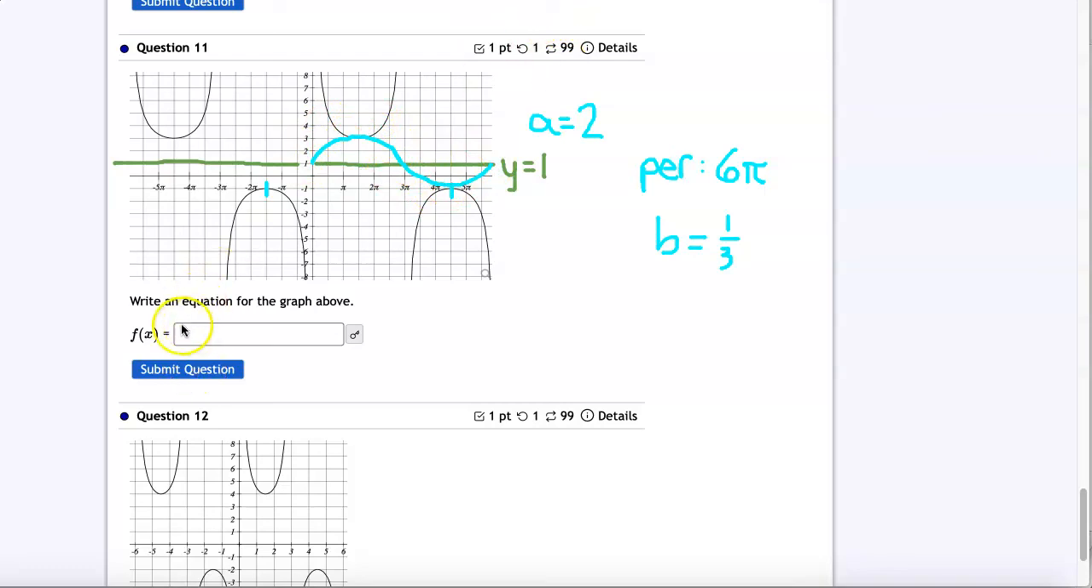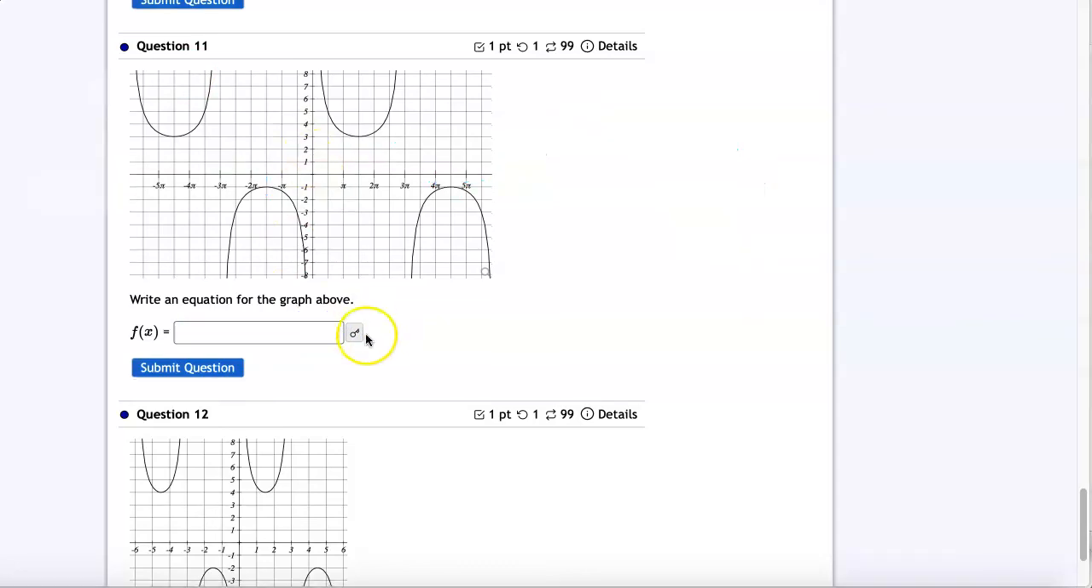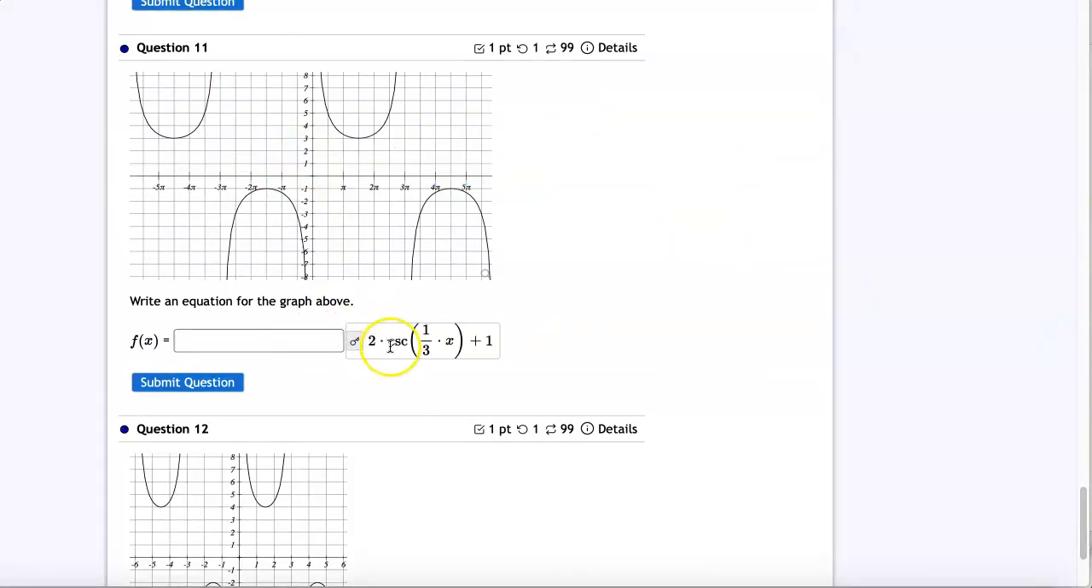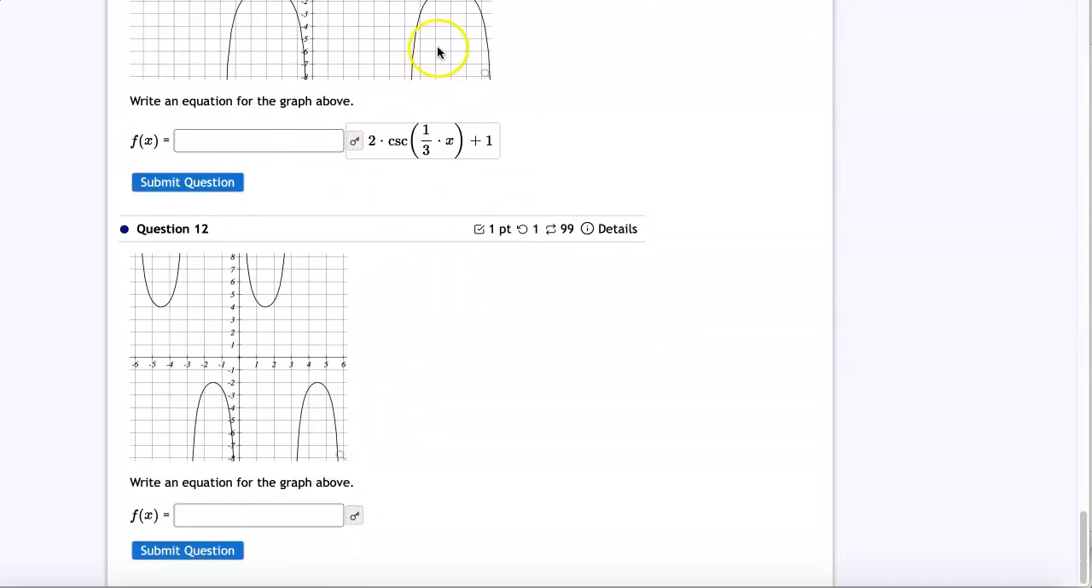So I have an amplitude of 2. It's a positive cosecant. The b value is 1/3. I'm shifting the graph up 1. So 2 cosecant 1/3 x plus 1. Let's check to see if I'm right. There you go. And now question number 12 for our last problem.